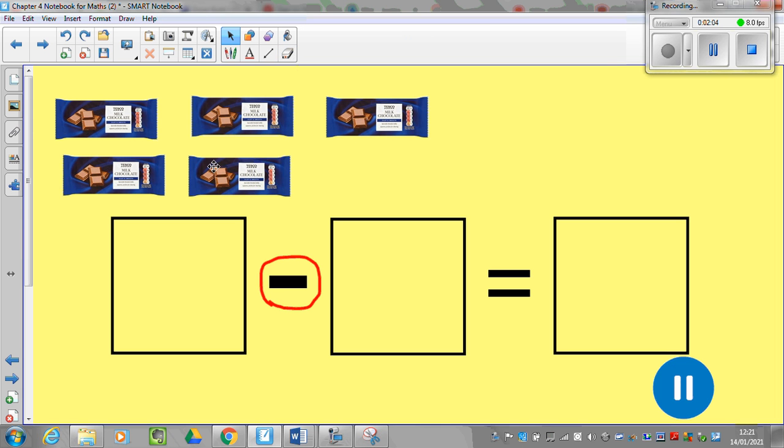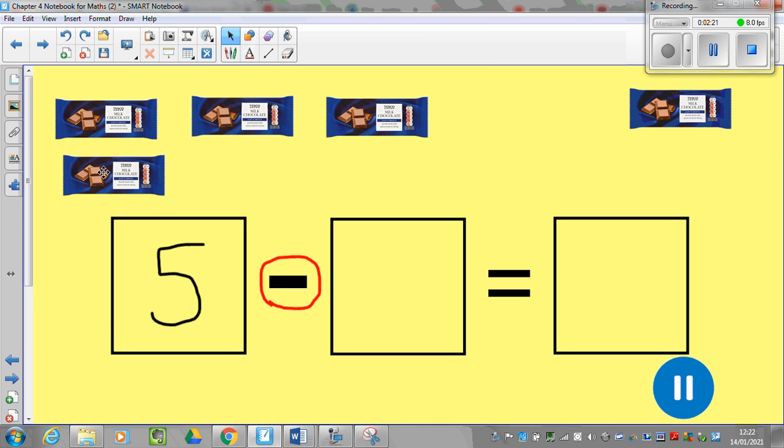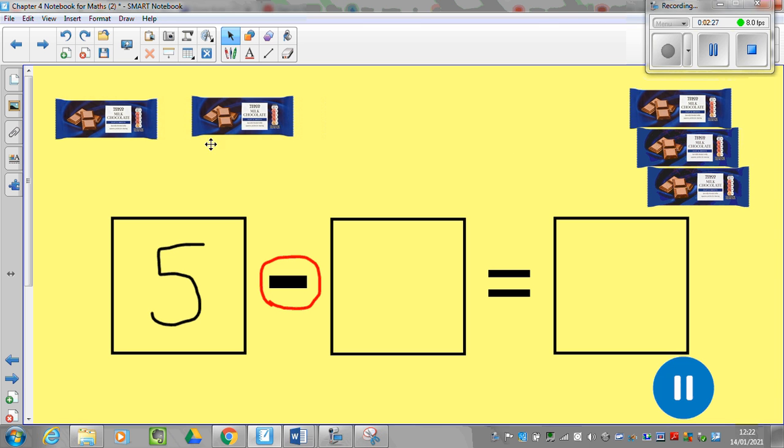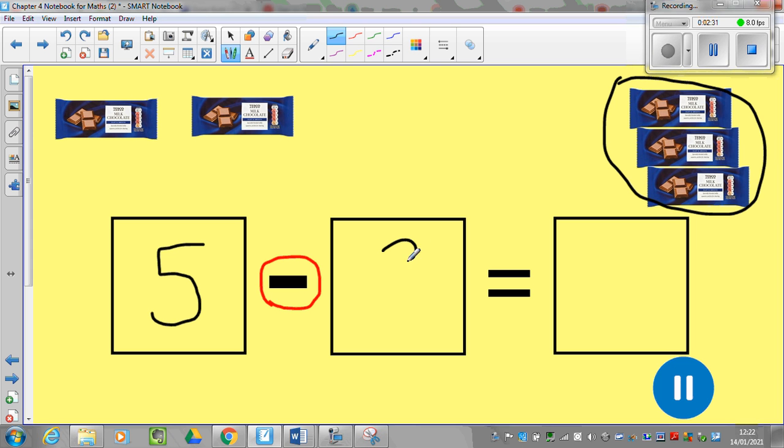So let's have a look at my chocolate problem then. So I start with the biggest number in subtraction always. So the whole number here is 5 because I started with 5. So 5, and then I took away 1 for my breakfast, 1 for my lunch, and 1 for my dinner. So I took away how many? I've got 3. 5, take away 3 equals, and how many do I have left? I have got 2. Excellent.